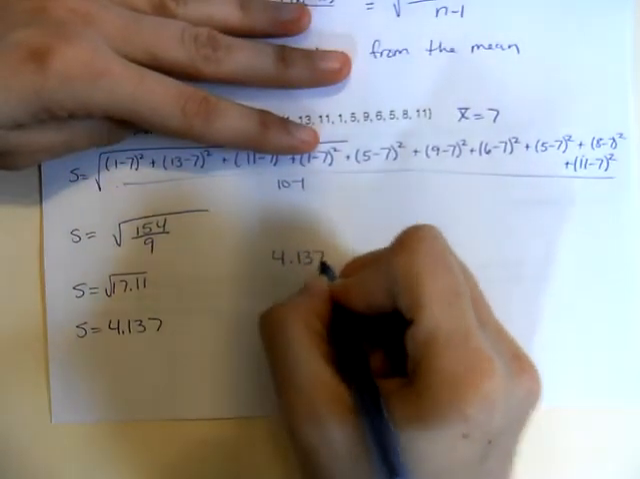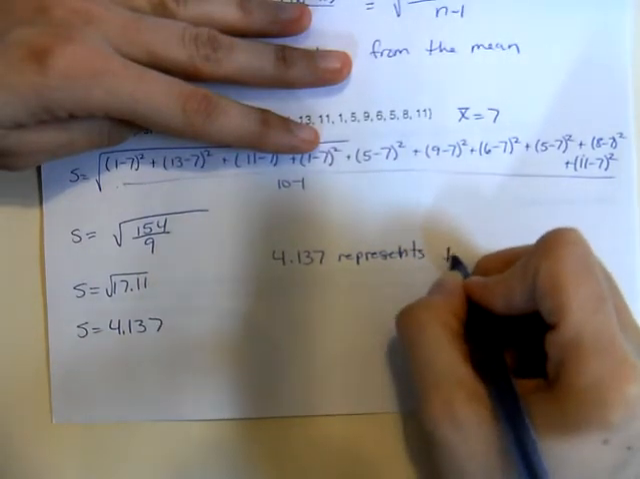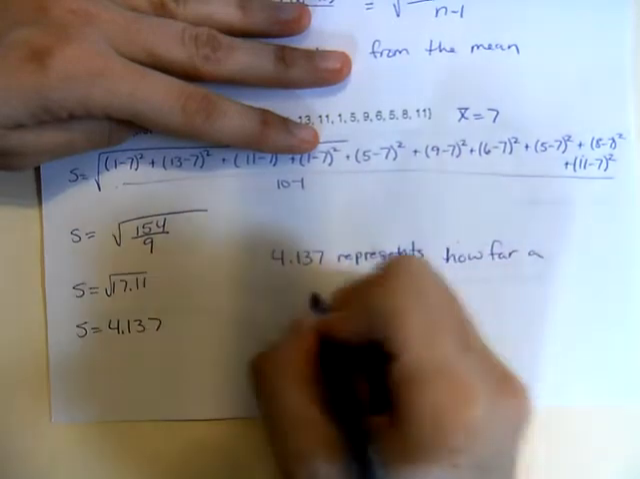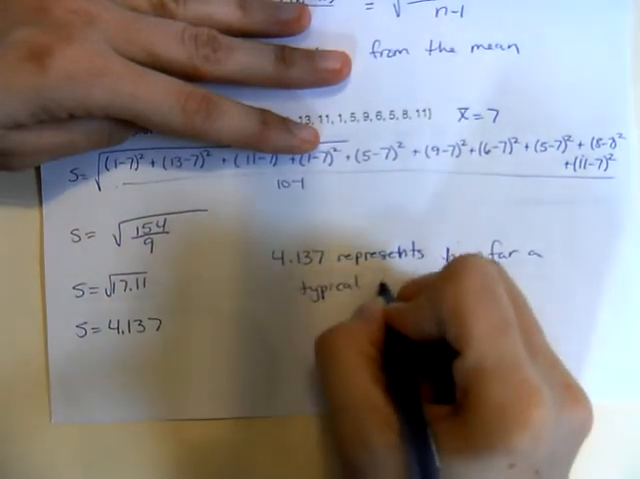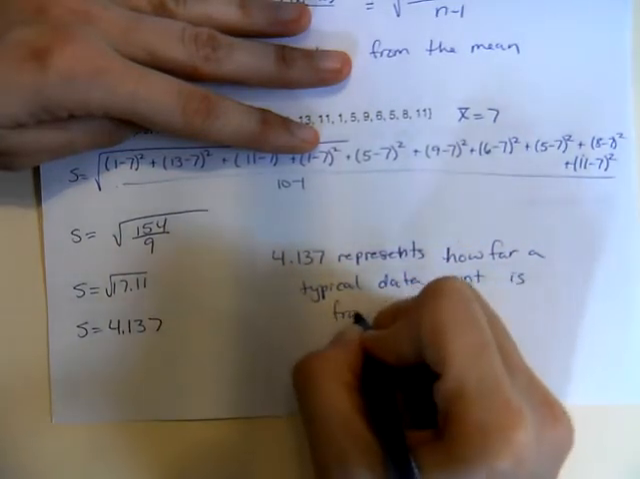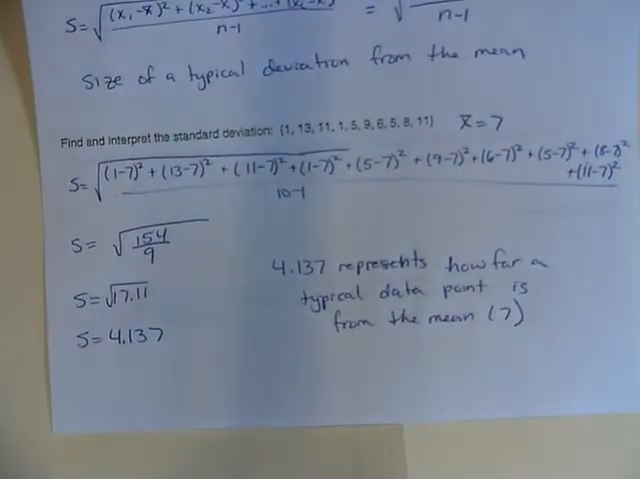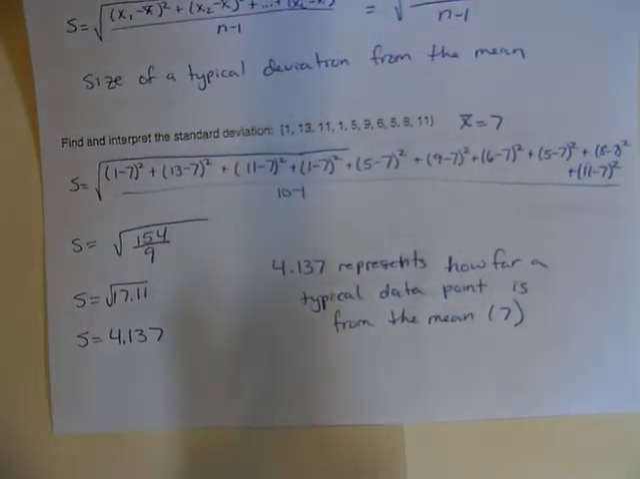So what does this mean? 4.137 represents how far a typical data point is from the mean, which here is 7. So the smaller the standard deviation, the smaller your spread. The higher the standard deviation, the higher your spread. So it represents a typical deviation from your mean value.